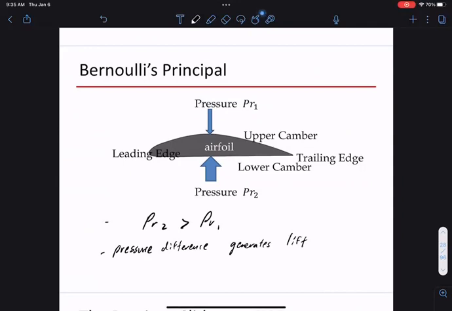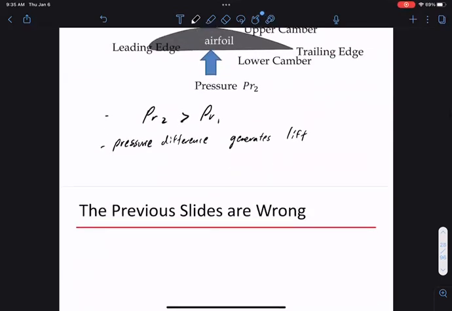Okay, so this pressure difference generates lift. And this lift would either lift the airplane or turn the wind turbine. So that's very straightforward, a very common analysis of how lift is generated. Okay, this is a common analysis.